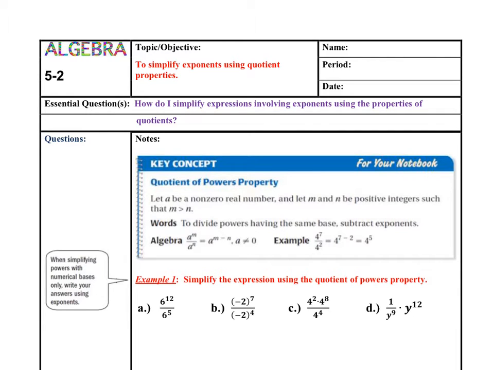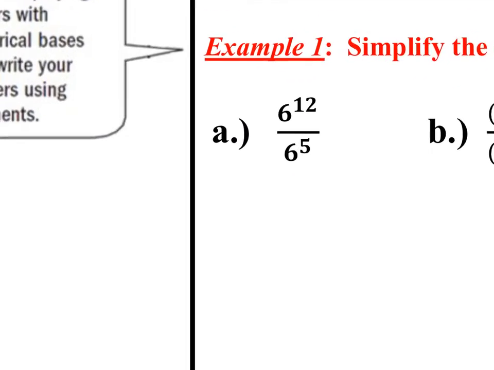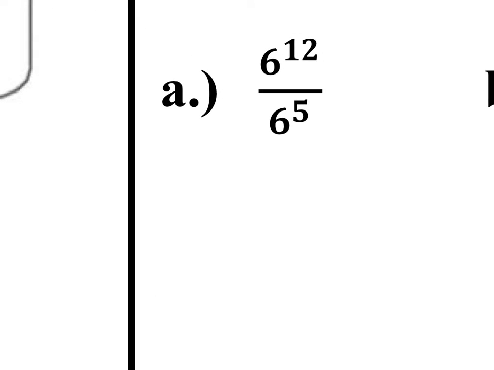Powers property just says we subtract our exponents. This is only a possibility if we have the same base. So first one, 6 to the 12th over 6 to the 5th. Class, if I have the same base in division, what do I do with my exponents? And you say subtract, okay? So class, if I have the same base in division, what do I do with my exponents? Subtract. Thank you. So I'm going to do 12 minus 5, which is just 7. So this is 6 to the 7th.